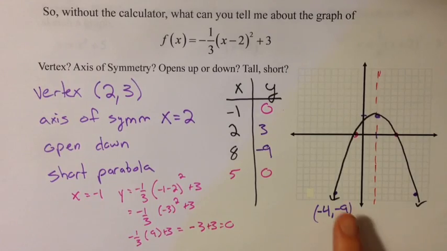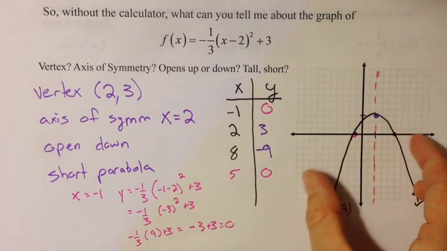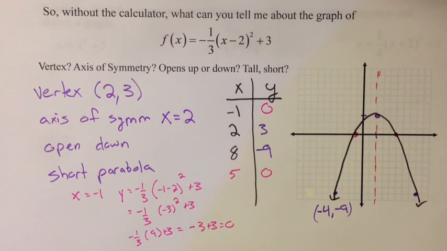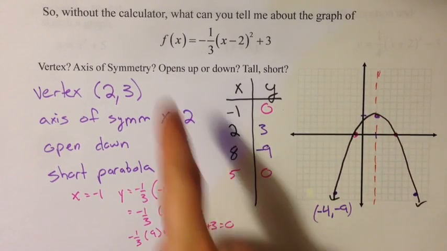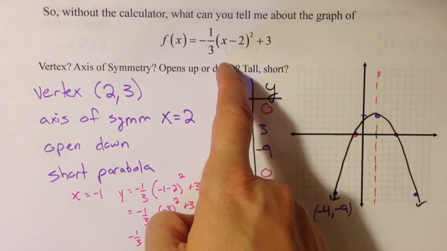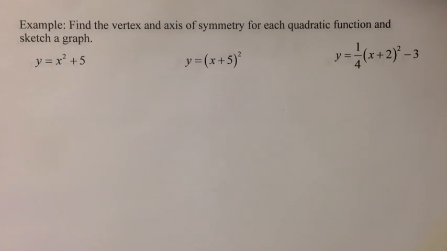Notice that my parabola did end up opening down because of that -1/3. It's a little bit spread out compared to what the graph of x squared would be, and the vertex is at 2, 3. So all that information that we figured out just from the equation does show up back here in the graph. Now I'd like to do a couple more examples of finding the vertex and axis of symmetry for a quadratic function, and then doing a really quick sketch of the graph.